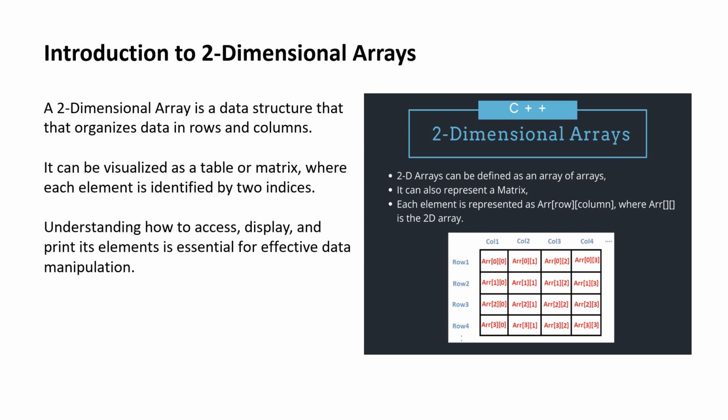Introduction to two-dimensional arrays. A two-dimensional array is a data structure that organizes data in rows and columns. It can be visualized as a table or matrix where each element is identified by two indices. Understanding how to access, display and print its elements is essential for effective data manipulation.